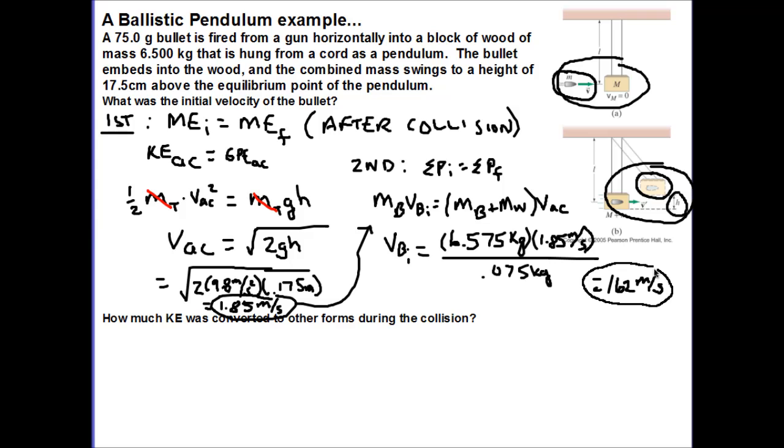But that would be the way in which I would use two laws, the conservation of mechanical energy and the conservation of momentum, in order to determine the speed of that bullet. Now, how much KE was converted to other forms during that collision? I do the same thing that I did before.